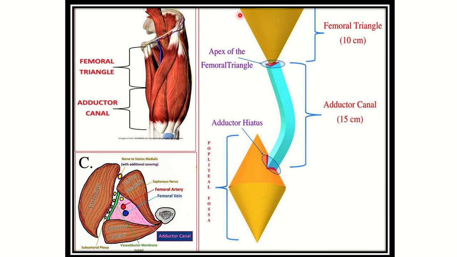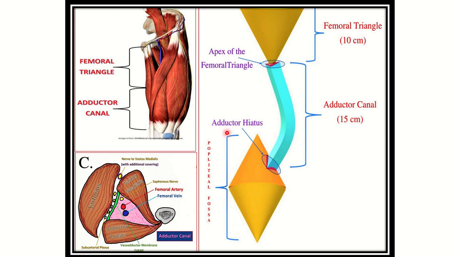Here in the upper part, it is a funnel shape area. This is the femoral triangle, and in the lower part of the femoral triangle, that means the apex of the femoral triangle, the adductor canal starts, and we can see the adductor canal going down, and finally it reaches posteriorly to the back of the thigh, and it ends into the popliteal fossa. Here we can see this is the popliteal fossa.